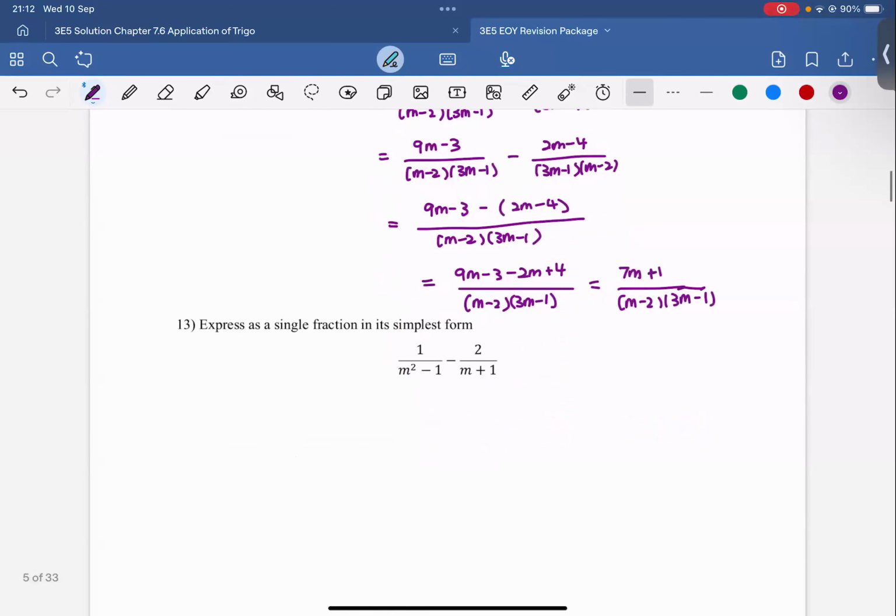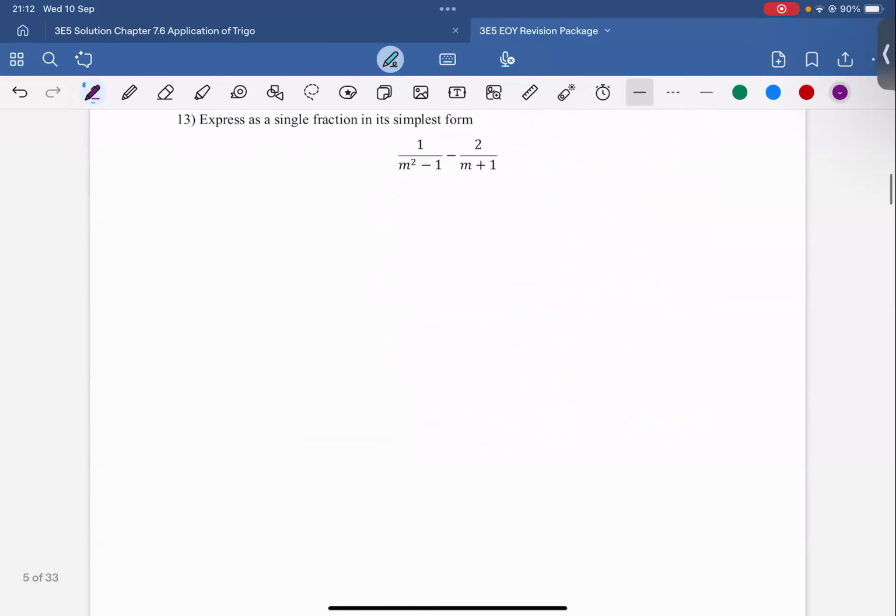Okay. Question 13. Express this in single form. Whenever you see there's a square, please don't do like how you did just now. Please don't go and do this. Oh, I just multiply this by m plus 1, this one I just multiply by m squared minus 1, then the denominator is the same. Please do not do this.